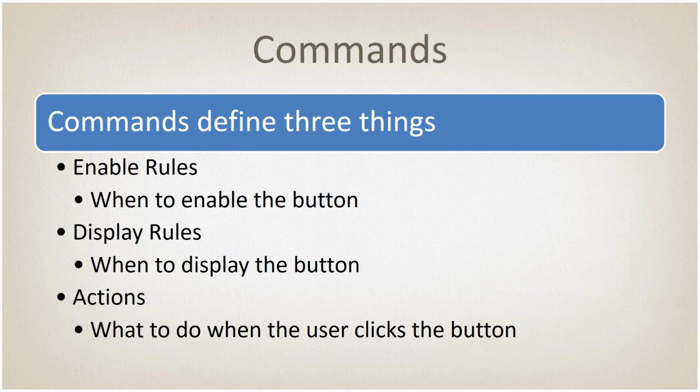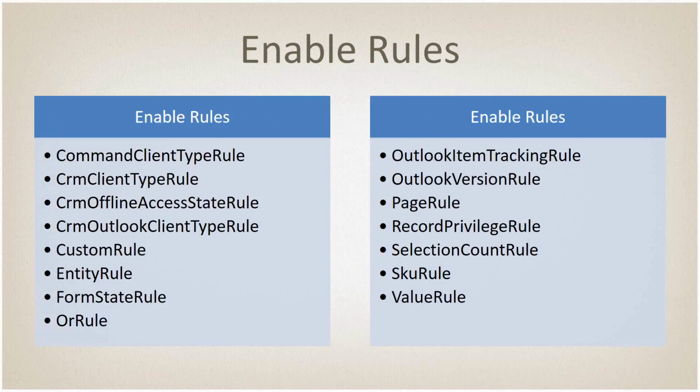But just know that there is lots of stuff that you could actually key off of to define if something is enabled or displayed. Here are the built-in rules that we use for enable. We can work on a client type. We can work on a specific entity, if the form is in a specific state, if we're using Outlook, if there's something on the page. You can actually even trigger rules to be enacted when a value on the form changes. So you can literally say, okay, don't show this button until this field is set at this value.